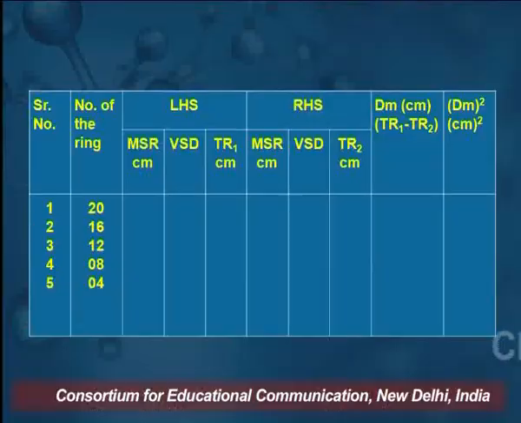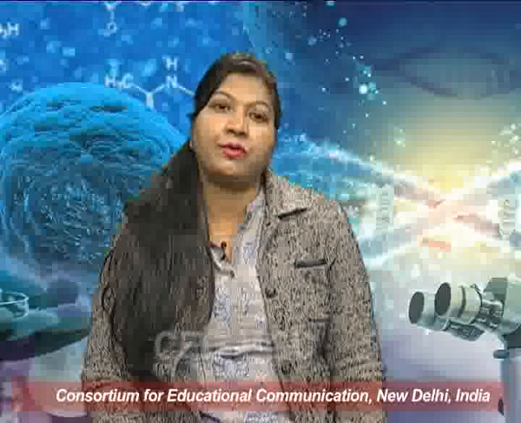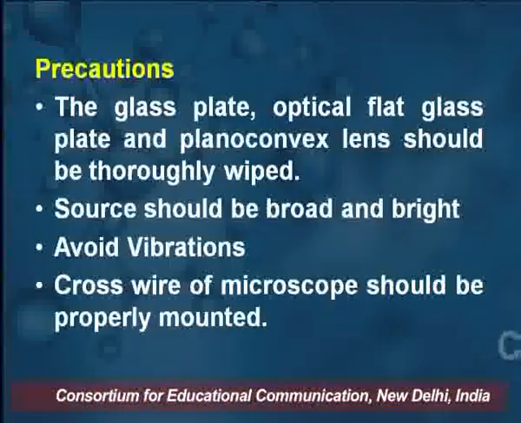This is the table which we make for these readings. First we write the serial number, then the number of rings. After that we take the main scale reading and vernier scale reading on the left hand side. Similarly for the same rings on the right hand side, main scale reading and vernier scale reading. After that we can find out the diameter of these rings, and we put it into the formula to calculate the wavelength of sodium light.